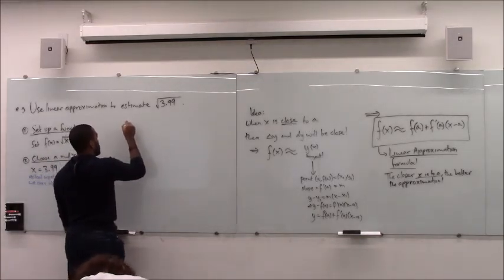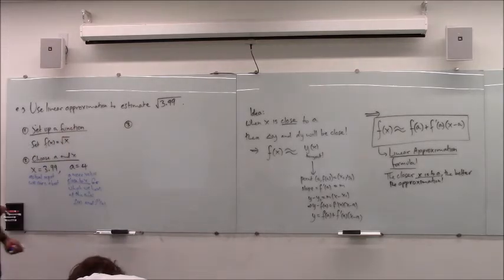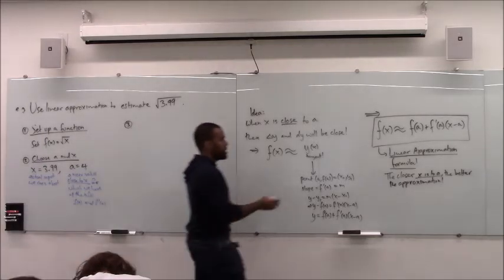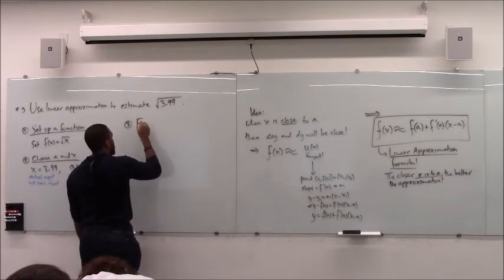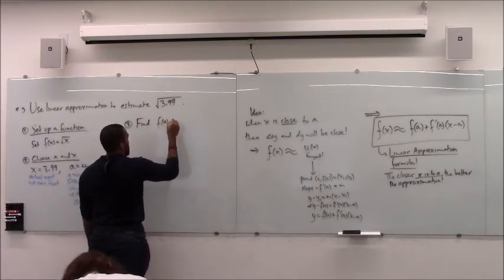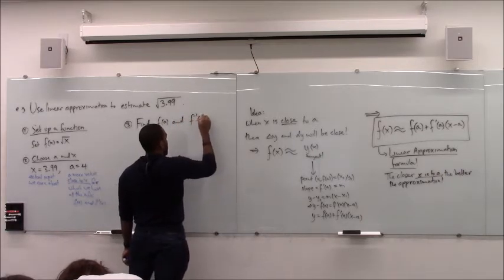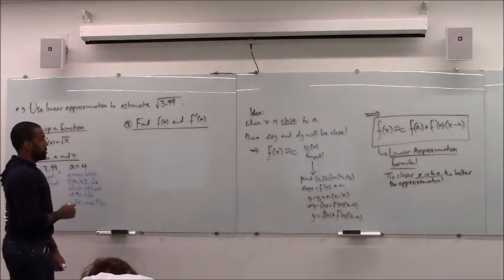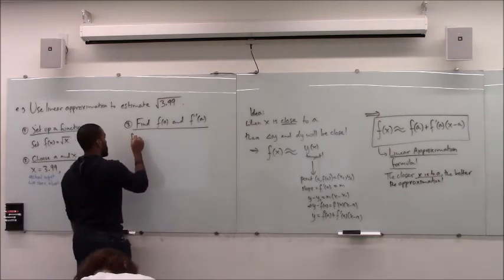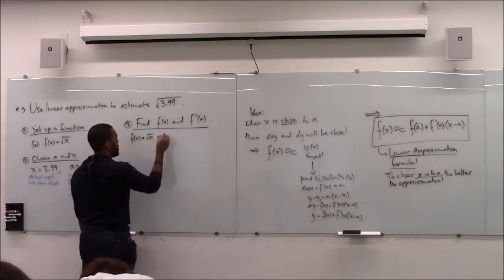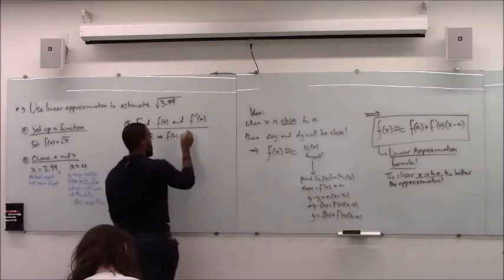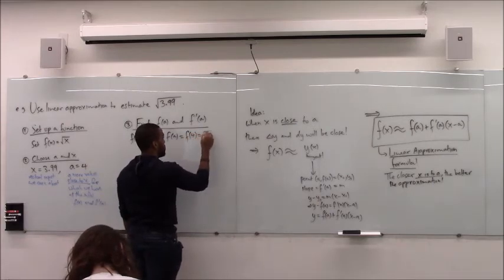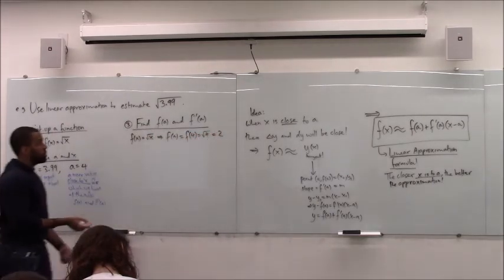So the third thing we're going to want to do now, so I set up a function, I know who my x and my a are. The third thing I'm going to want to do is actually find the pieces that are going to go into this formula. So I need to actually find my f of a and my f prime of a. Now, of course, your f of x is the square root of x. This means that your f of a, in this case, your a is 4. So my f of a is actually f of 4, which is the square root of 4, which is 2. I know that value.